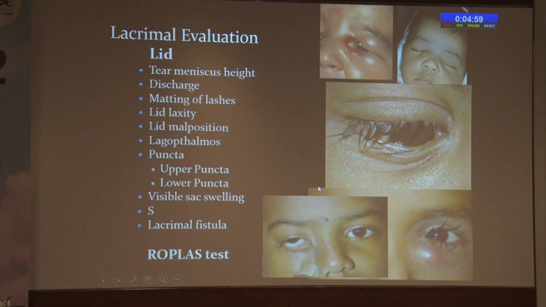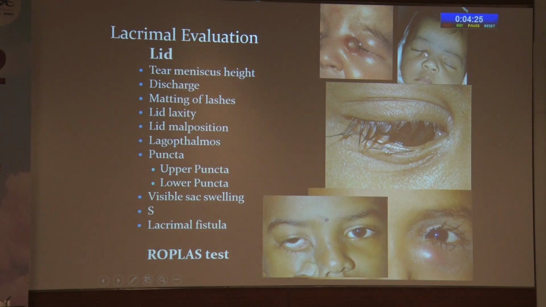Now let's look at another scenario. When we talk about lacrimal disorders, there's a wide range, and the management depends upon the age group. Now you have an abscess here, you have an amniotocele here, you have matting of the lashes here, you have absent punctum here, you have a lacrimal abscess again here. Now, how do you manage each one? It depends on what the presentation is like. So, you need to have a good history, you need to have a good examination.